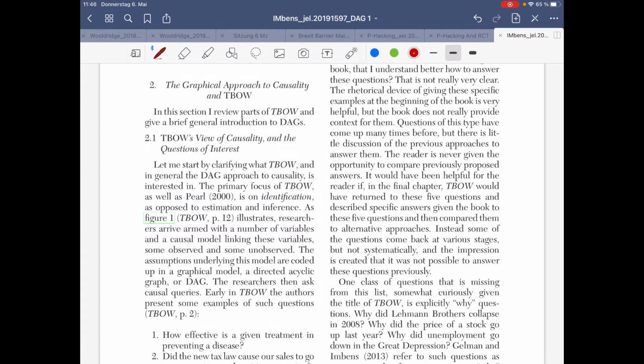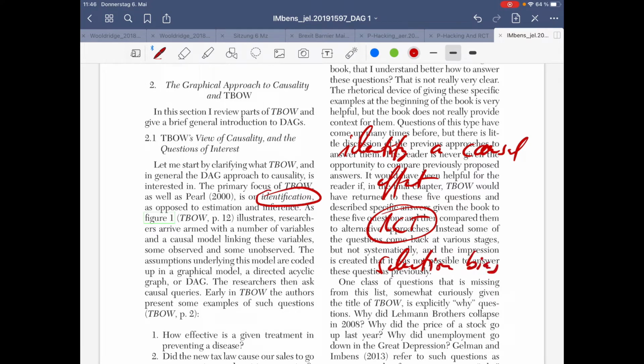So the main focus of the Book of Why is on identification. Identification is not that easy to grasp. So far we know that we can identify a causal effect in case of an RCT. And this is due to the fact that we get rid of the selection bias by randomization.